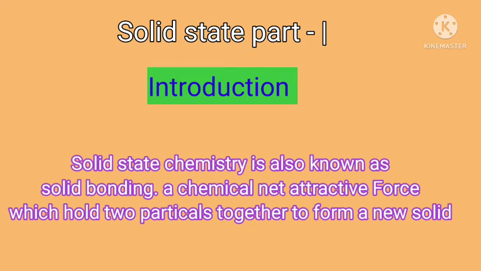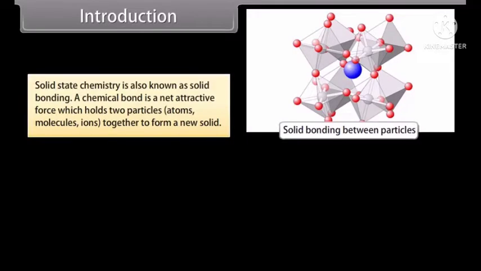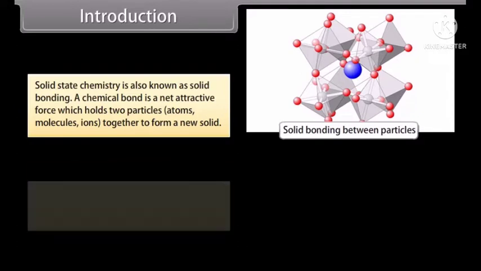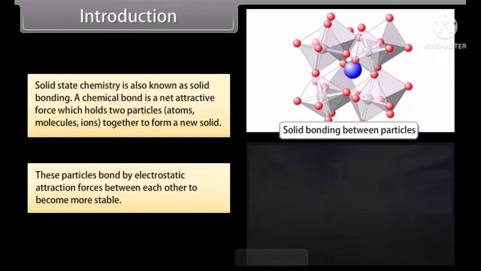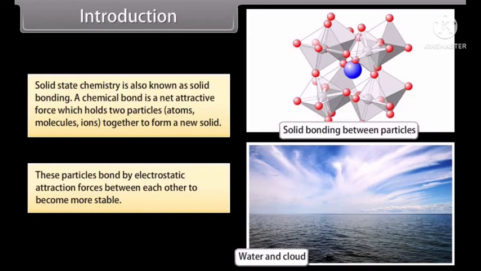Solid-state chemistry is also known as solid bonding. A chemical bond is a net attractive force which holds two particles (atoms, molecules, ions) together to form a new solid. These particles bond by electrostatic attraction forces between each other to become more stable. Think about it. If you are not solid, you will be nothing, not even water or cloud. Thanks to solid bonding.